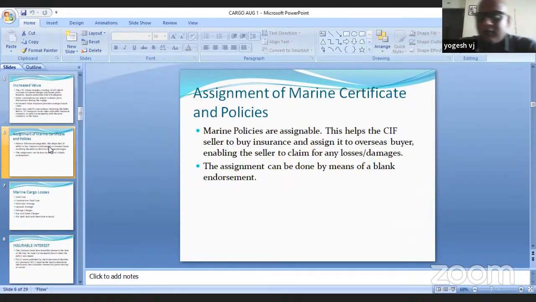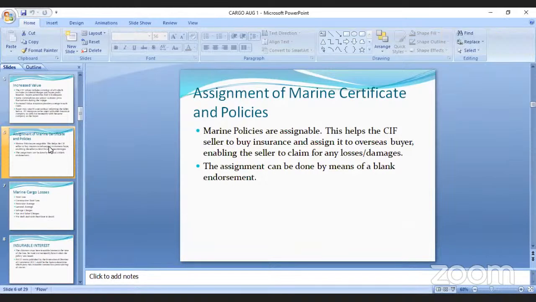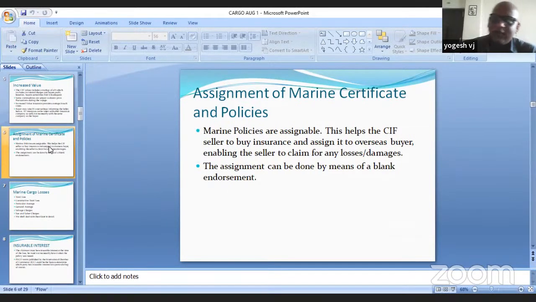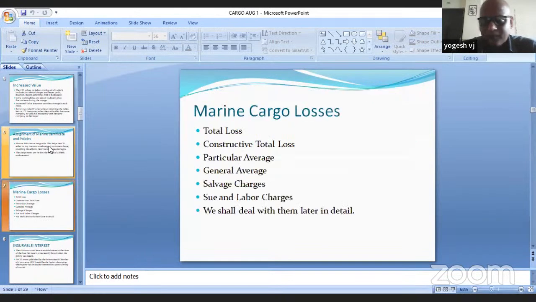Assignment of marine certificate and policies. So marine policies are freely assignable. Everyone knows this. It is like the golden rule of marine, written in IC 67. See, this helps the CIF seller to buy insurance and assign it to the overseas buyer. So this will enable the buyer to claim for any losses or damage that happen. The assignment can be done by means of blank endorsement, which in our terminology is called a bill endorsement.